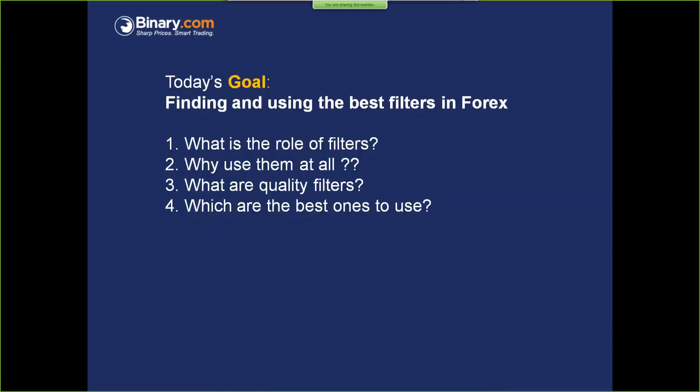Today's goal: we're going to be looking at filters in Forex and finding and using the best ones, or hopefully the best ones. As far as I know, these are the ones that are the best. So first of all, what is the role of filters? Then why use them at all? We'll be taking a look at what are quality filters and which ones are the best ones to use.